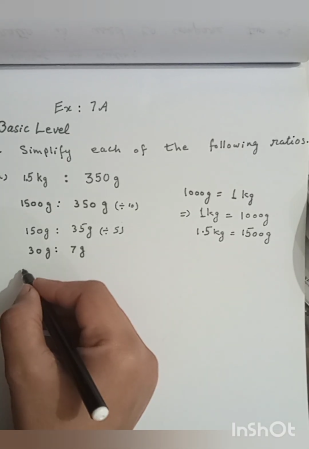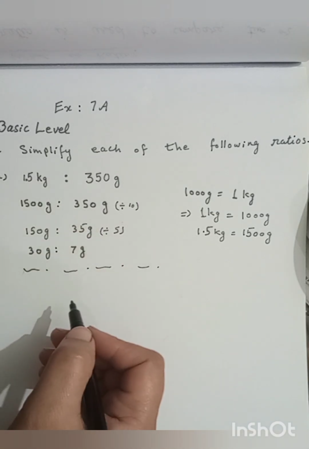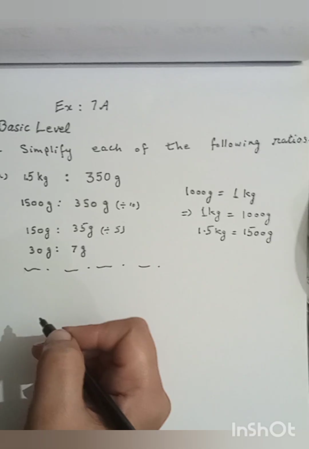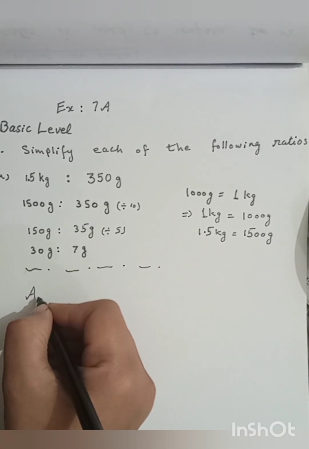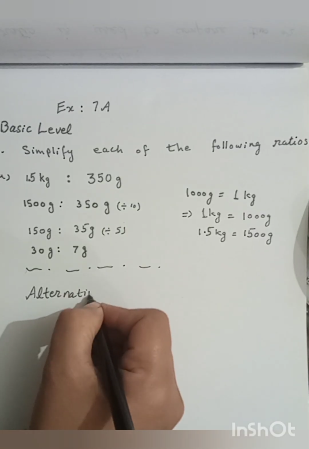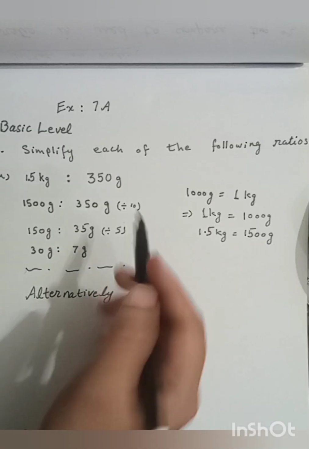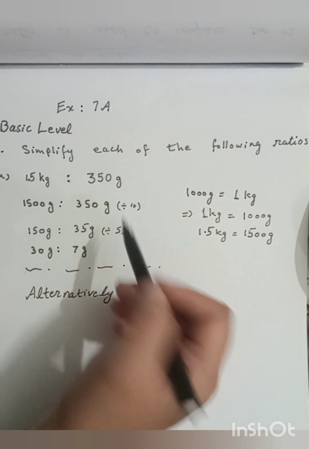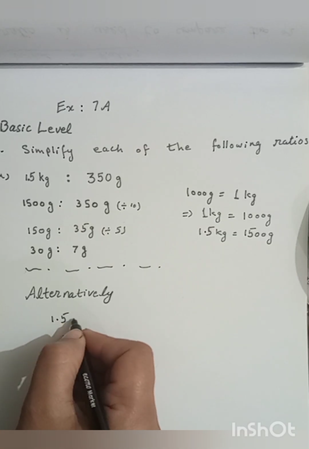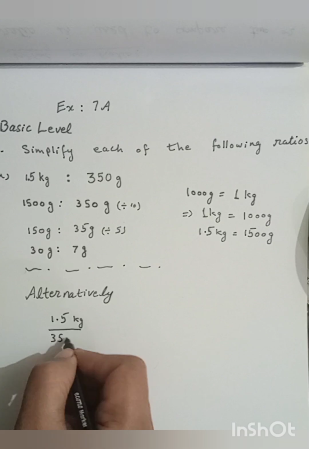We can also solve it by converting into fraction form. Alternatively, the second method is we can convert the ratio into fractions, as we already have done: 1.5 kilogram over 350 grams.